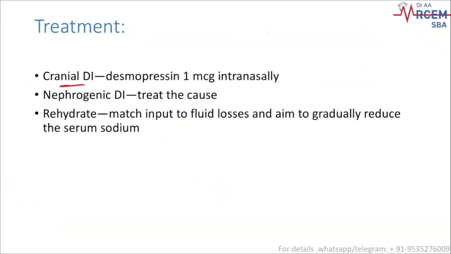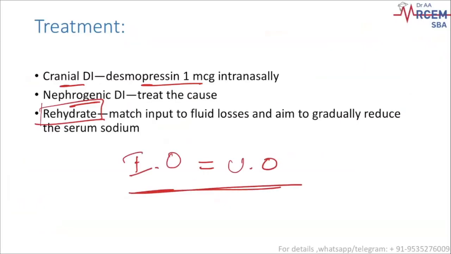Treatment for cranial, we give desmopressin intranasally, 1 microgram. Nephrogenic, we treat the underlying cause. The mainstay of the treatment in the emergency department is to make sure they are hydrated. So catheterize the patient, measure the urine output. The input and output chart needs to be maintained and they should be at least equal. This will make sure the patient doesn't get dehydrated.